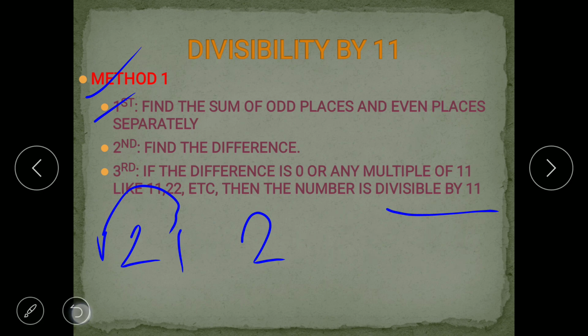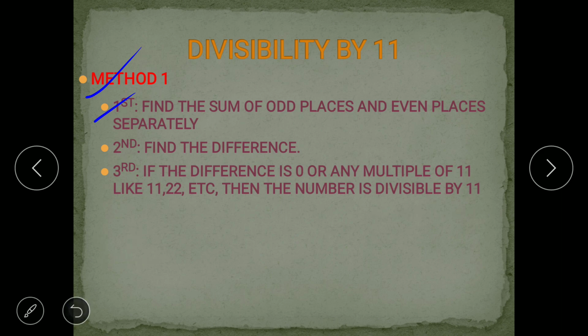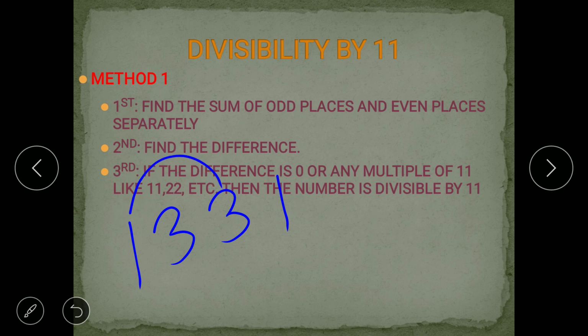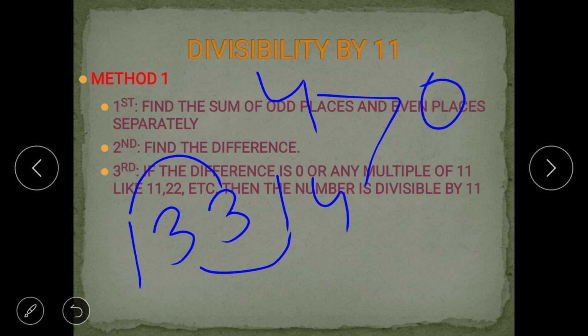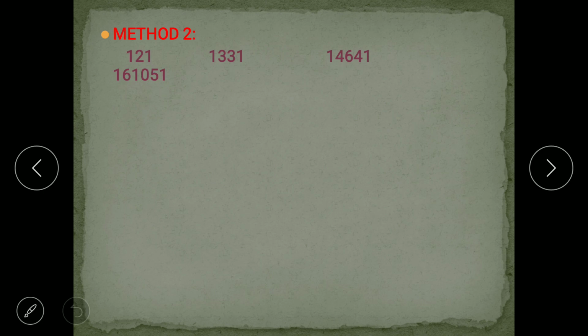Clear? Okay. Now see one more example. 1331. You know this is the cube of 11, right? Find the sum of the odd places, it's 4. Find the sum of the even places, it's 4. Their difference is 0, and as the difference is 0, the number is divisible by 11. Clear? Now see the second method.